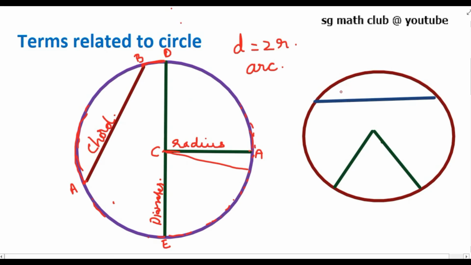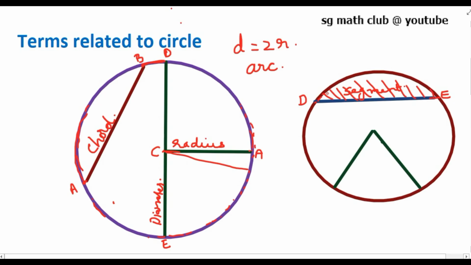Again, next term connected with circle is segment. So what do you mean by segment? You can see here DE is a chord of the circle because DE is a line segment that joins any 2 points on the circle. So DE is a chord of the circle. So the region enclosed by the arc and the chord, this region is called as segment of the circle.